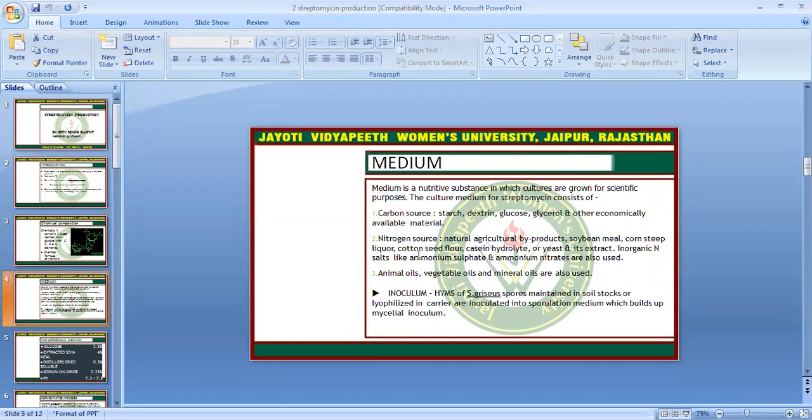In the medium, we are using carbon sources, which are starch, dextrin, glucose, and glycerol. The nitrogen sources are natural agricultural products, soybean meal, inorganic salts, and ammonium salts. The third one is animal oils, vegetable oil, and mineral oils. As inoculum, we are using a Streptomyces griseus inoculum in production.